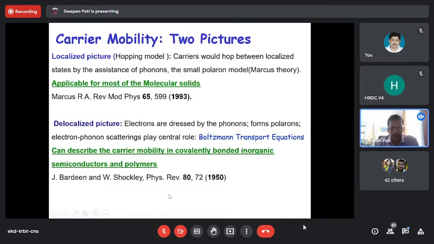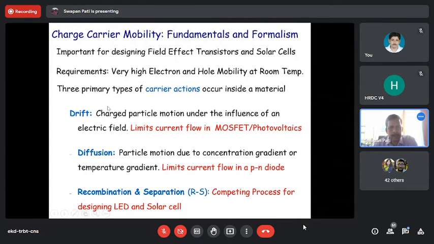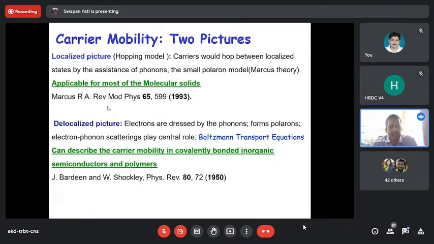So basically, drift is the main thing because there is electric-field-induced electron and hole motion. In fact, for carrier mobility, electron-hole mobility, there are two pictures in the literature. One is a localized picture. In a molecular solid, the electrons in a molecule hop between localized states, that is molecular states, with the assistance of phonons or molecular vibrations.